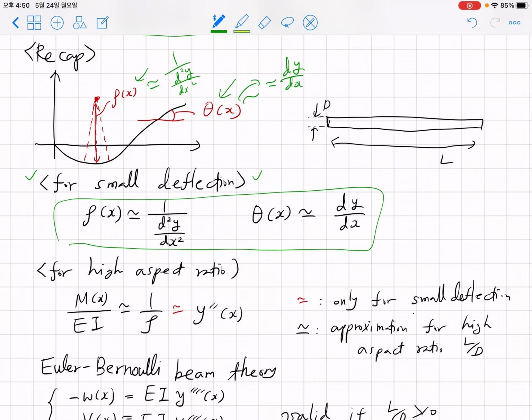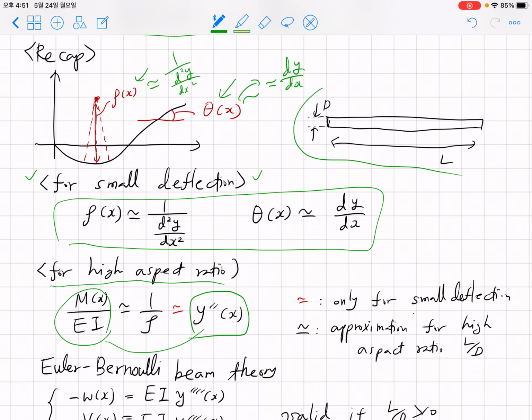In addition to the small deflection approximation, we also considered the high aspect ratio condition. Under the high aspect ratio condition, the analysis becomes simple. We can connect M(x) over EI, which is the moment divided by Young's modulus, the material property, and I, the moment of inertia, the geometrical property, with the second derivative of the elastic curve. This is only true when we have a large enough aspect ratio L over D.